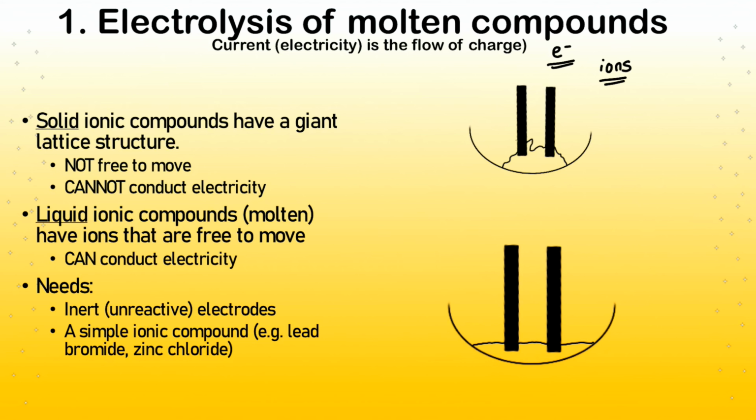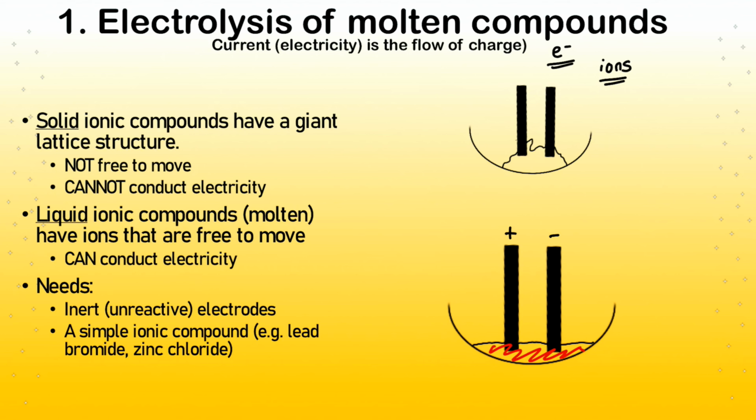However, if we make them molten, if we turn them into a liquid, then those ions are free to move, and those ions can therefore conduct electricity because they can move to either electrode. So what we need to have is inert unreactive electrodes, so a positive and a negative. We need to have our molten compound here, molten zinc chloride, for example, or lead bromide. You might have done or seen zinc chloride being done.